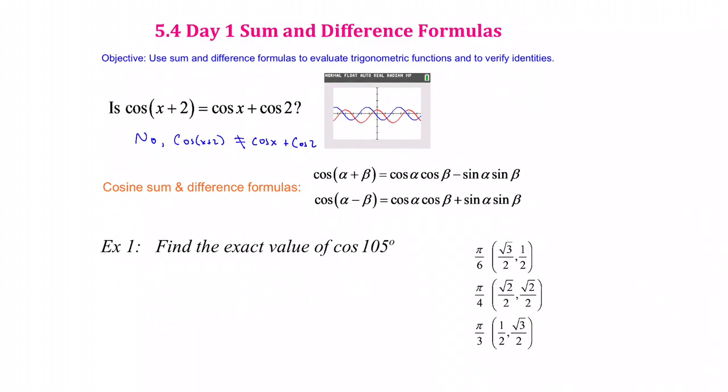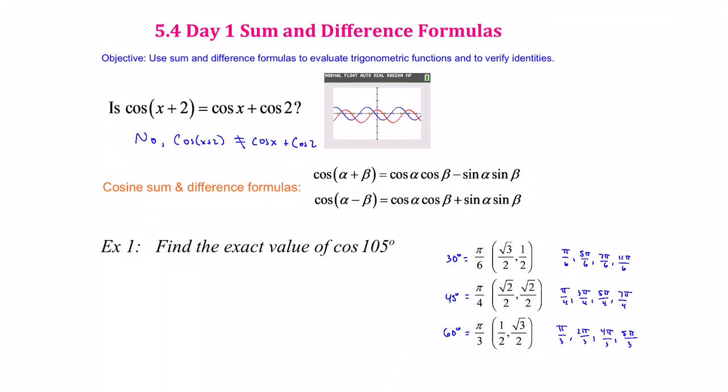So let's take a look at our first example. Find the exact value of cosine of 105 degrees. We're going to use angles that we currently know the exact value for. So for example, pi over 6, we have the ordered pair square root of 3 over 2, comma 1/2. Remember, pi over 6 radians is equivalent to 30 degrees. Pi over 4 is our 45 degrees, and pi over 3 is 60 degrees. So those are the ordered pairs, and those are the values that we know. Obviously, we also know the ones in quadrants 2, 3, and 4 that have the same reference angle. So we can use any of those angles for any of the exact values that we're looking for.